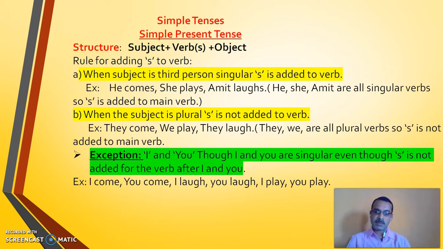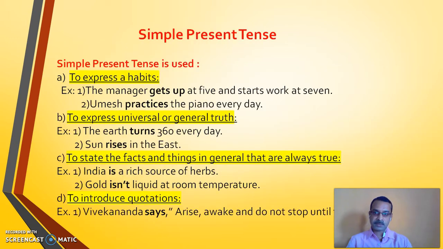There is an exception to this rule. I and you are the first person and second person. So we will not add s or es in a sentence where I or you is the subject of that particular sentence. For example, I come, you come, I laugh, you laugh, I play, you play. Clear?